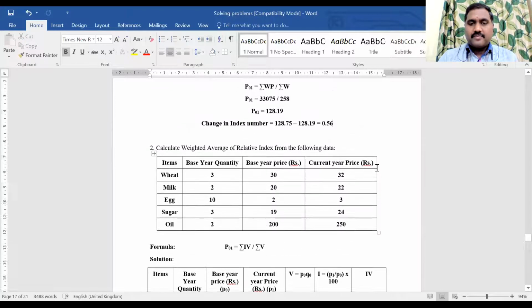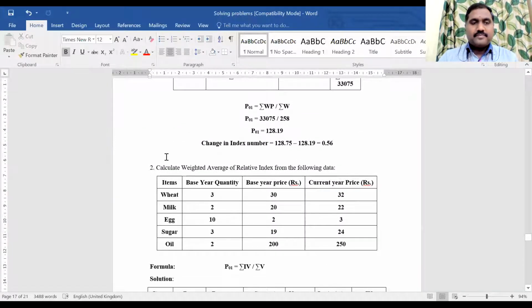Take down the second problem. This is the second problem. In the second problem, they're asking to calculate the weighted average of price relative index number for the following data. Five items are given, and the base year quantity is given, the base year price is given, and the current year price is given.